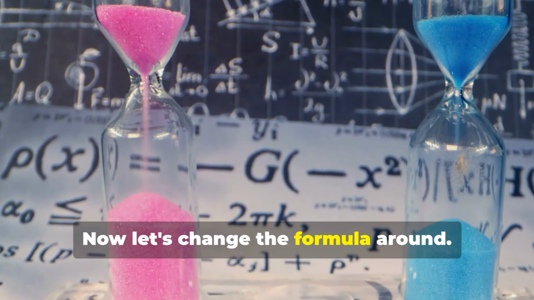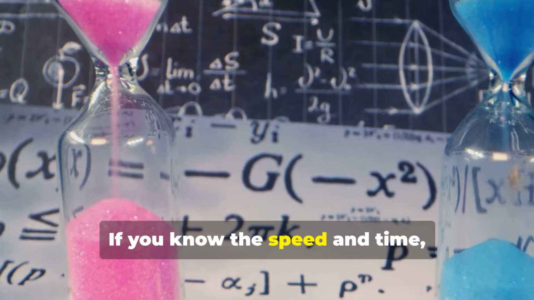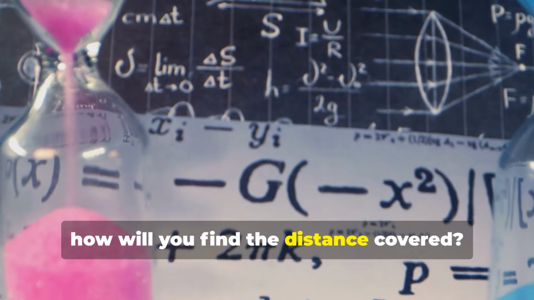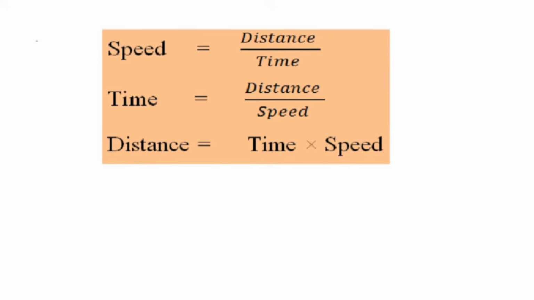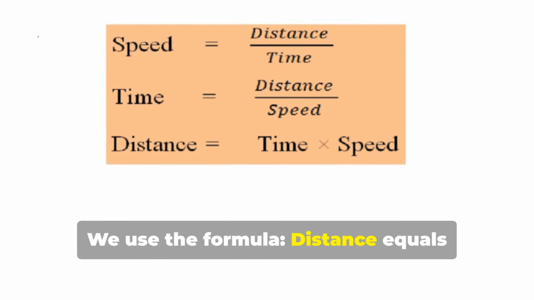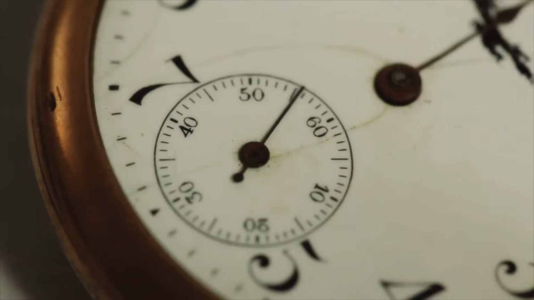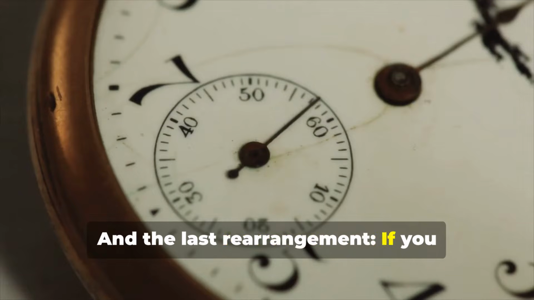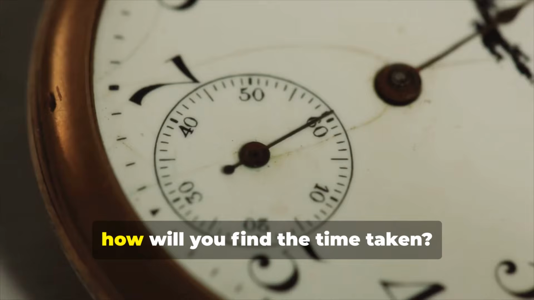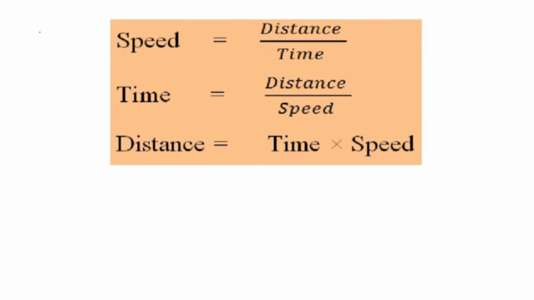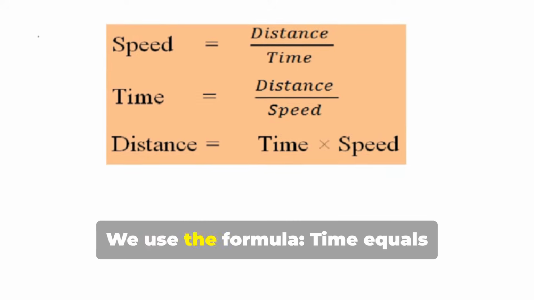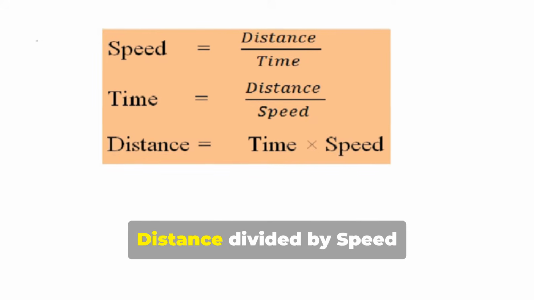Now let's change the formula around. If you know the speed and time, how will you find the distance covered? We use the formula, distance equals time multiplied by speed. And the last rearrangement. If you know the distance and speed, how will you find the time taken? We use the formula, time equals distance divided by speed.